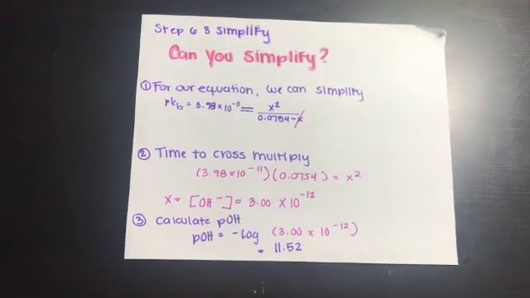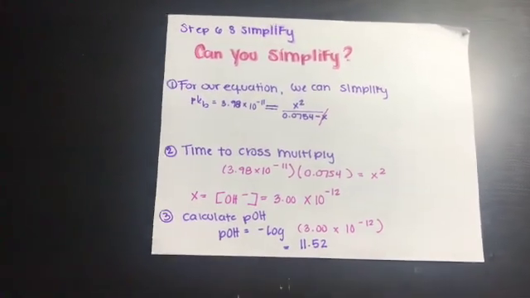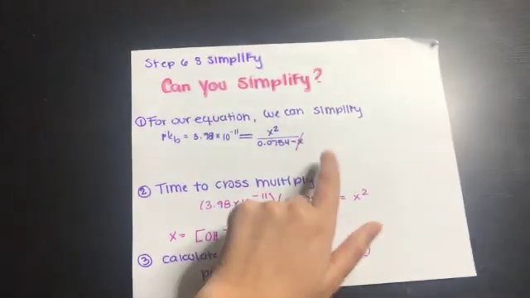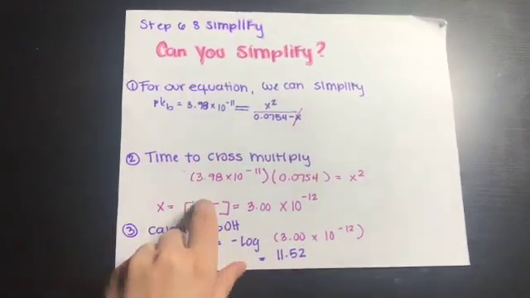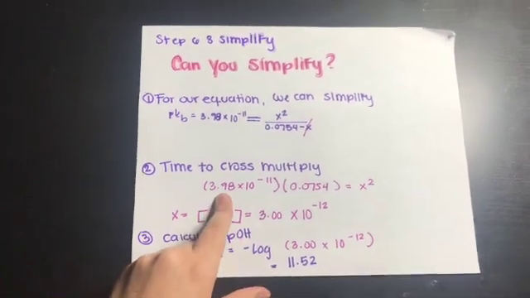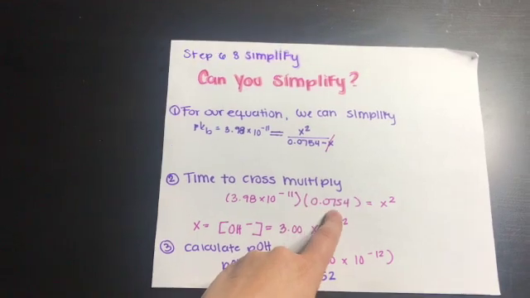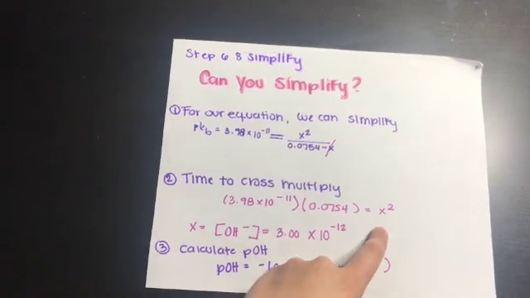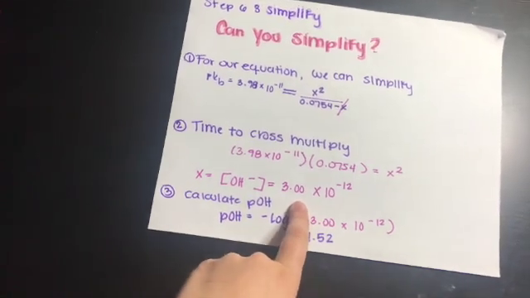Now it's step 6, which is simplify. Ask yourself, can you simplify? For our equation, we can simplify, because if you look, we can divide our X over the X, so this we can cross out. Then we would cross multiply, which would get 3.98 times 10 to the negative 11th power times our 0.0754. It's going to give us X to the second power. Then you'll see our final answer is 3.00 times 10 to the negative 12th power.